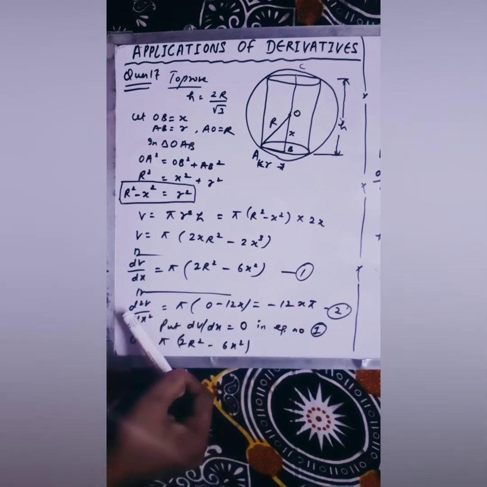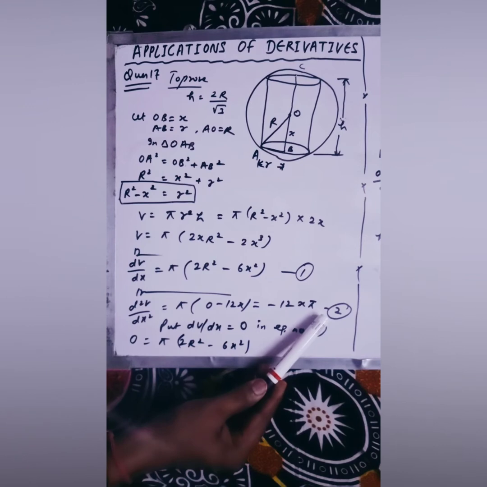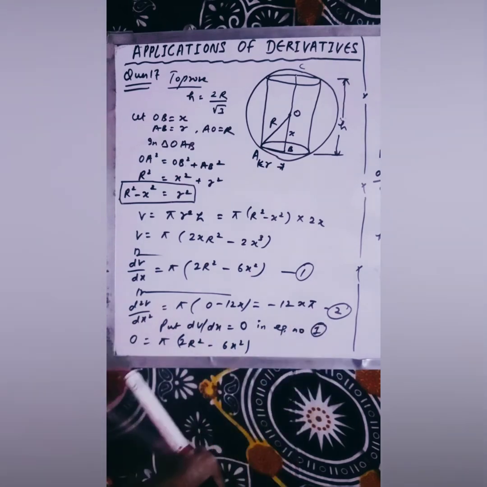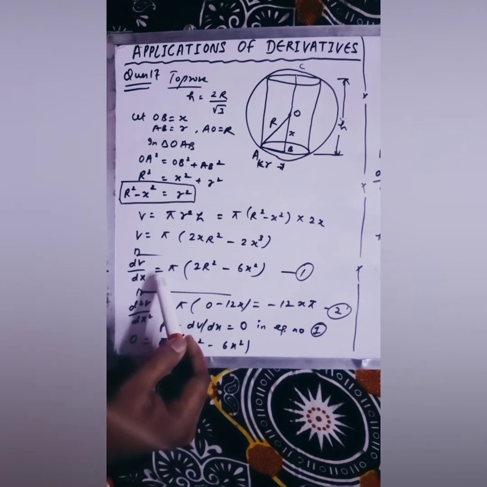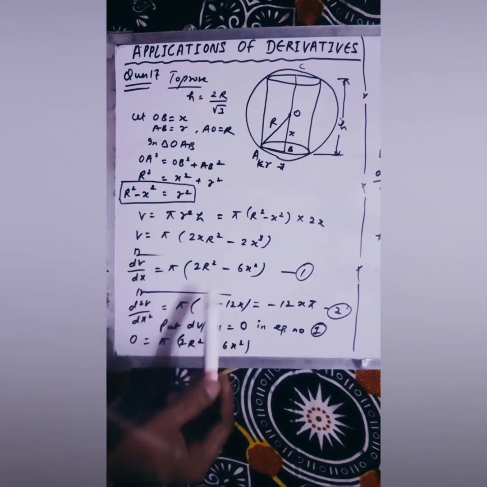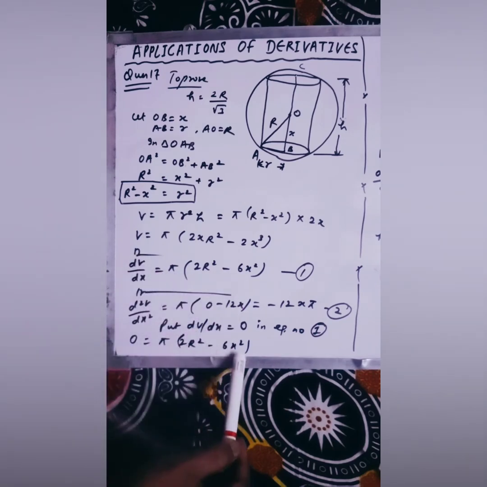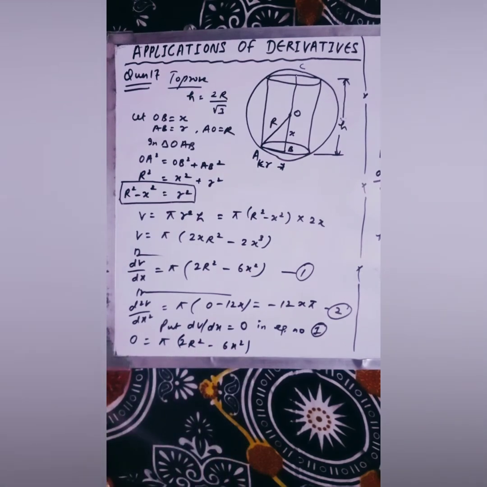So this is your equation number 2. Now we have to put dv by dx equals to 0 in equation number 1. You have to put this equals to 0, so 0 equals to this whole term will come. Now from this data you have to calculate the value of x. Let me adjust the next page of this question.